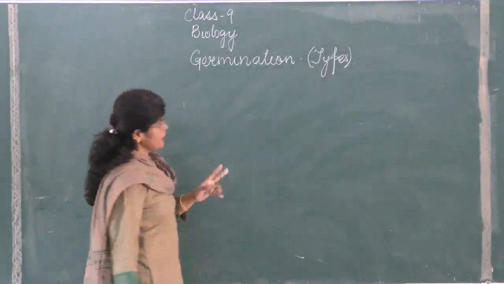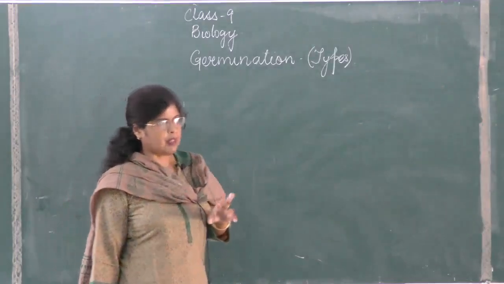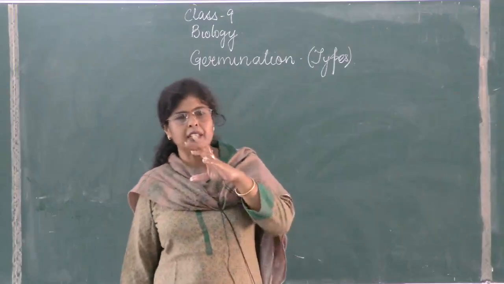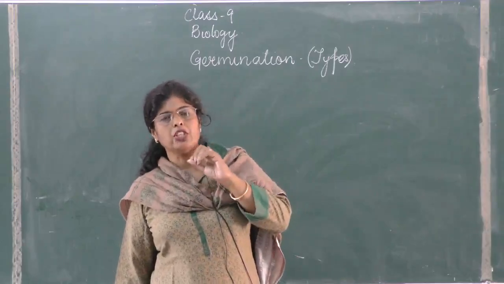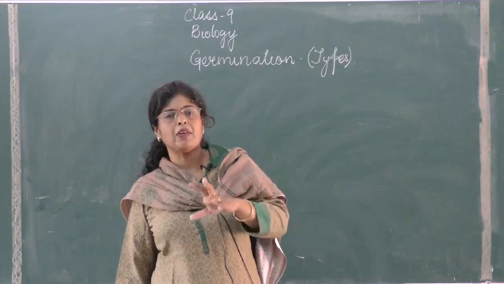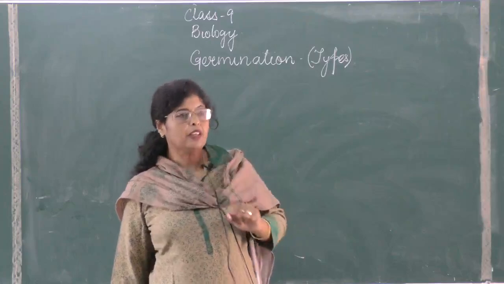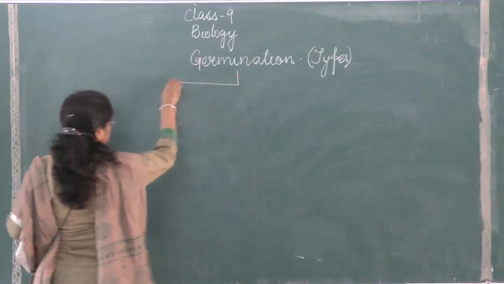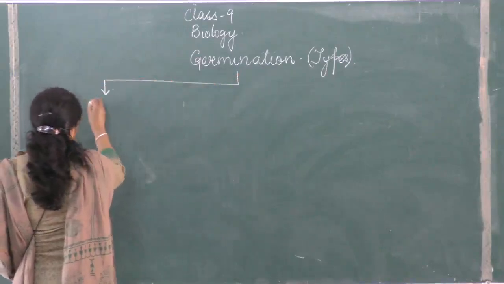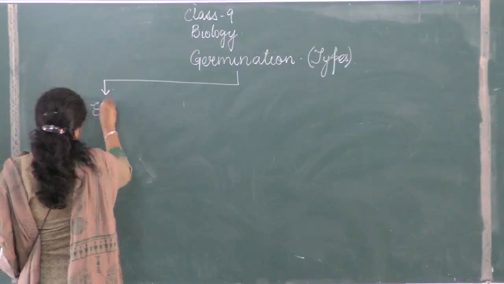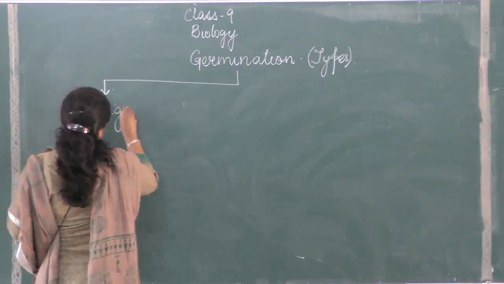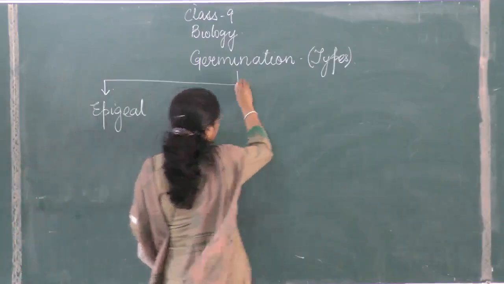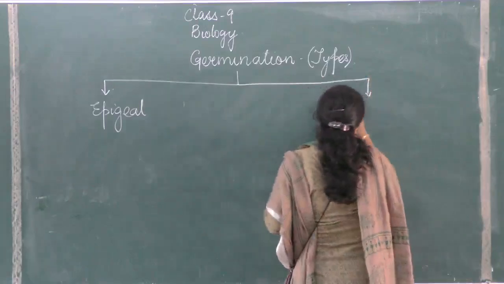Basically, according to the elongation of hypocotyle and epicotyle, there are 2 types of germination. So what are the 2 types of germination? The 2 types are epigeal germination and hypogeal germination.